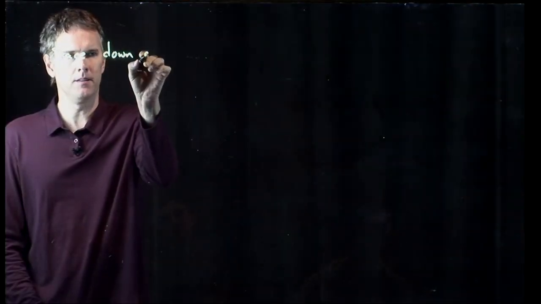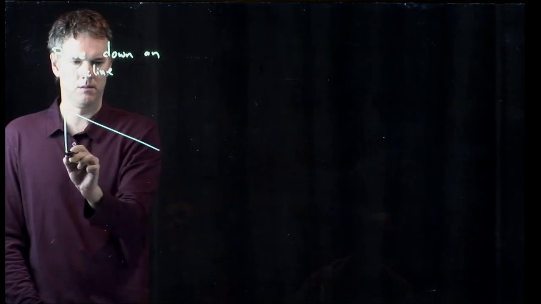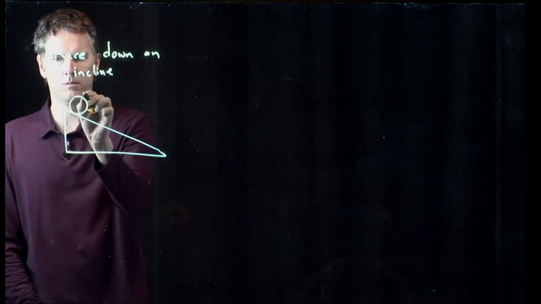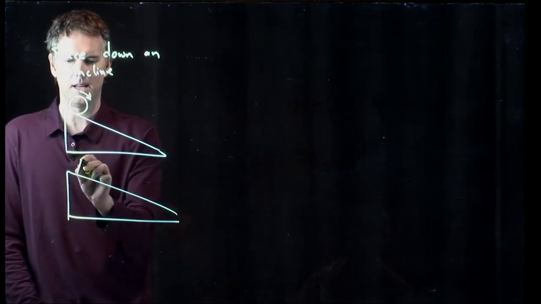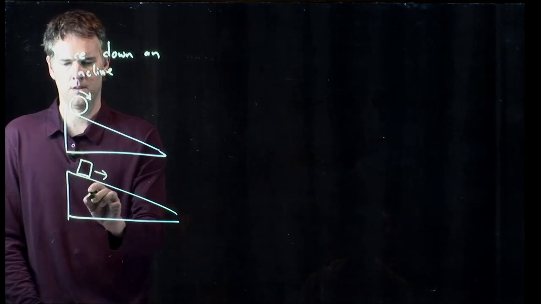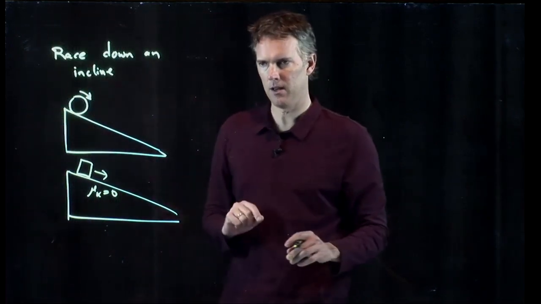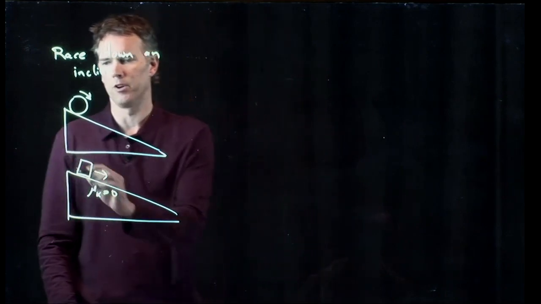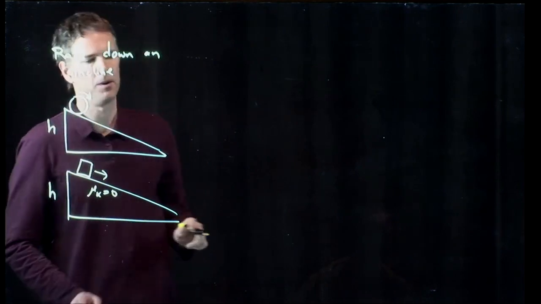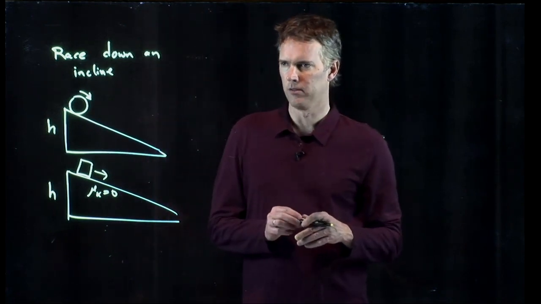Let's do a race down an incline. And we'll do a race between a wheel rolling and a box sliding without friction. Okay, wheel rolling down the hill, no slip, versus a box sliding down the hill with no friction. And let's say that we start up here at height h. And let's pose the question, which one wins the race?